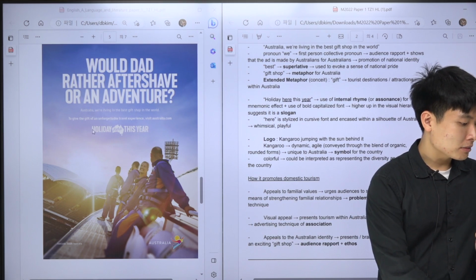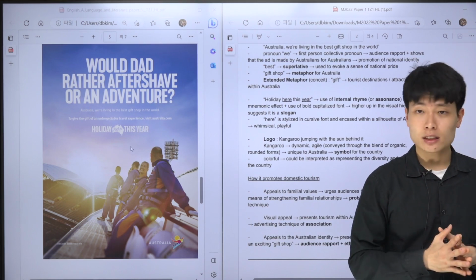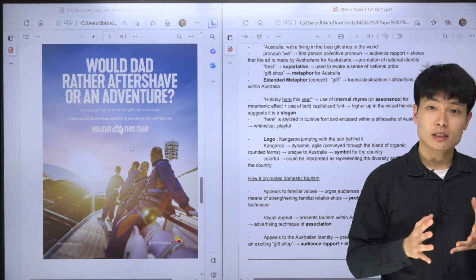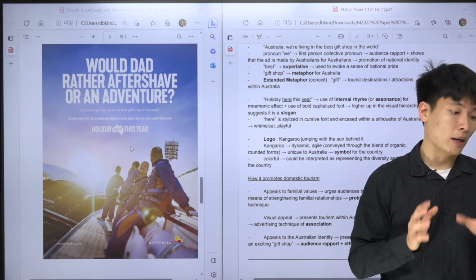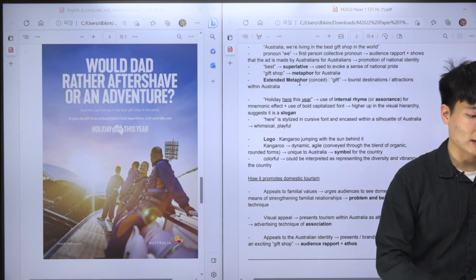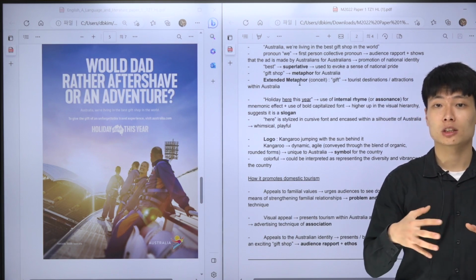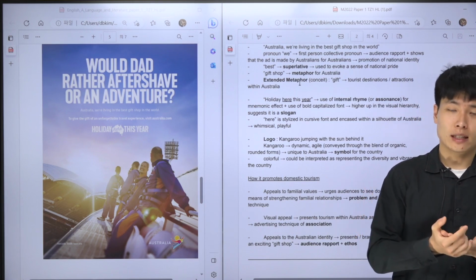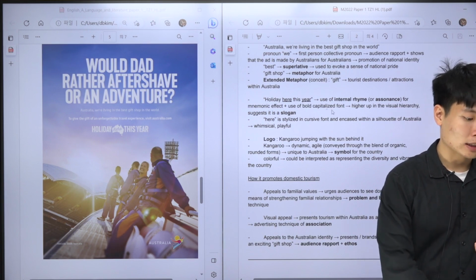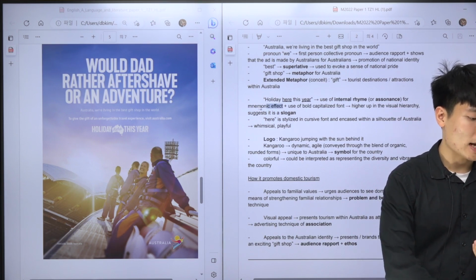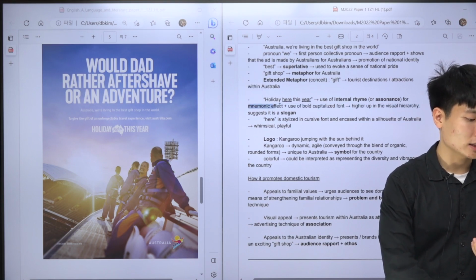We also have this line here, "holiday here this year." You can see that "here" and "year" are rhyming words, so there's a use of internal rhyme. You can also use the term assonance, the repetition of vowel sounds within a sentence or clause, to explain this. And what it does is that it has a mnemonic effect. It helps remember "holiday here this year."